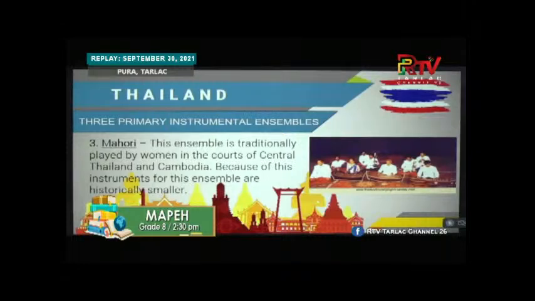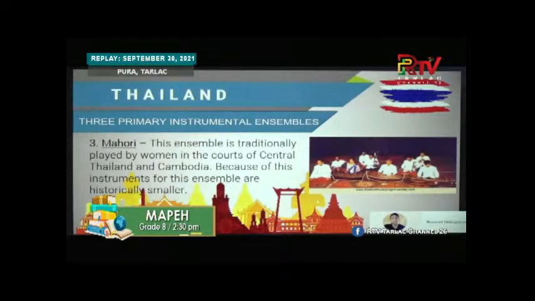Because of this, the instruments for this ensemble are historically smaller. However, regular-sized instruments are used today. A vocalist performing with the Mahori is usually accompanied by the saw sam sai.